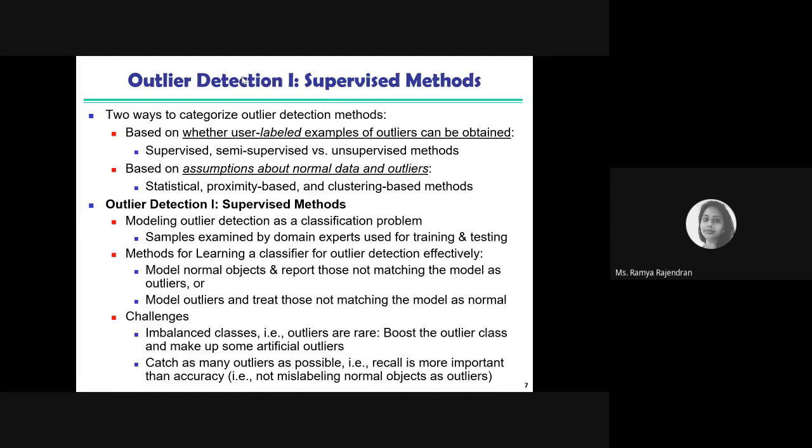But imagine you have a data set of only outliers, and you're trying to match the model as normal. That doesn't work well. And what if you have an imbalanced class, or what if you don't have an outlier at all? You will get into trouble here and will not be able to give good results. So you have to look at recall here and not accuracy.